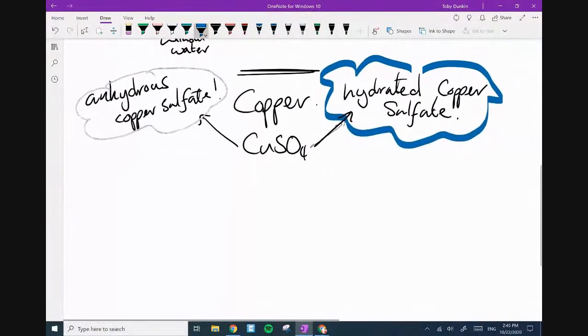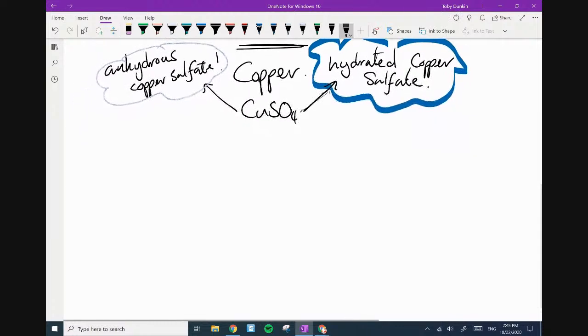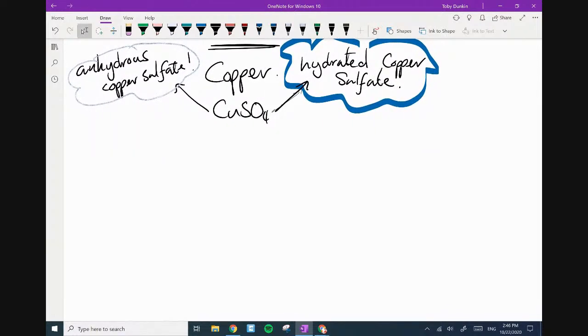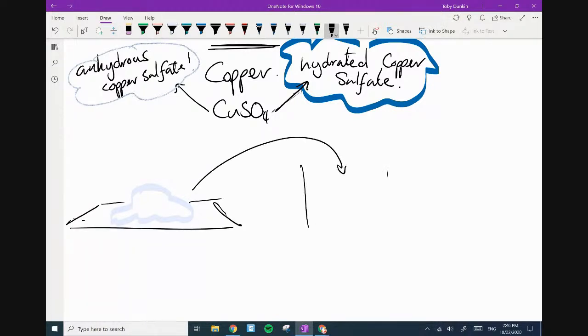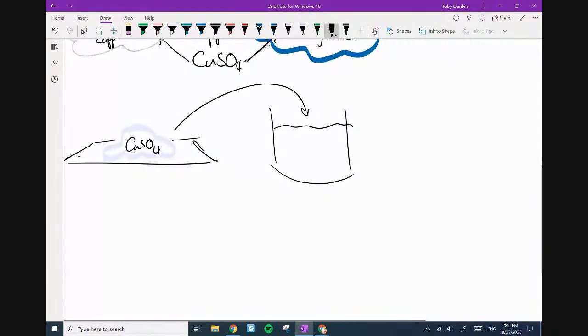Right, so what we now need to do is talk about the process. What we're going to do is take the copper sulfate white solid, our white solid, and add it to some water. Now, we know what immediately is going to happen. The copper sulfate is going to dissolve, and this is where everything now begins.